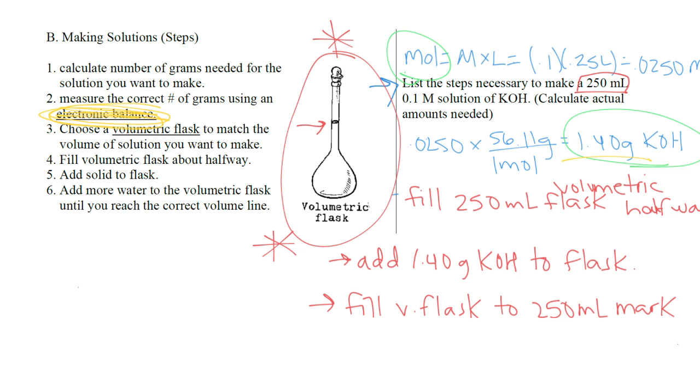You are then going to start out filling your volumetric flask just about halfway. So maybe you start out filling it to like right here. You're going to dump your solid in, let it dissolve, and then you're going to continue to add more water to the volumetric flask until you reach that 250 milliliter mark.